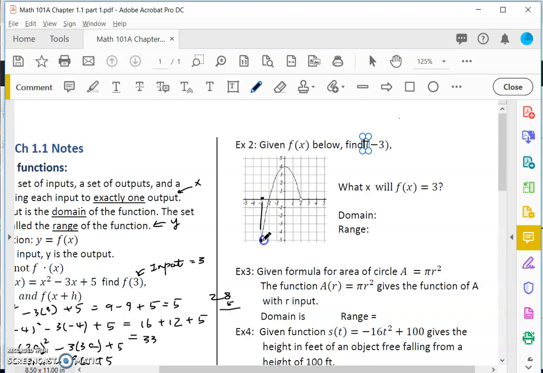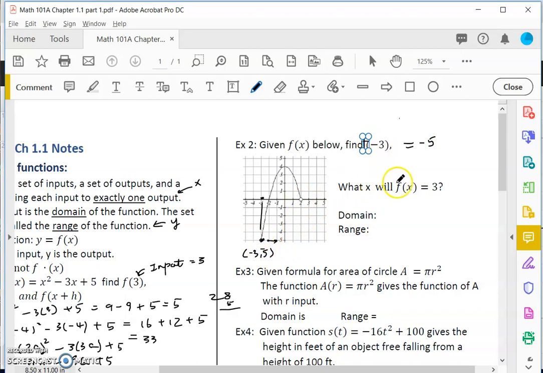And what is the y value? The y value is 5. So this point is (-3, 5). You see x is -3, y is 5. So it's -5 actually. -5 is down 5.